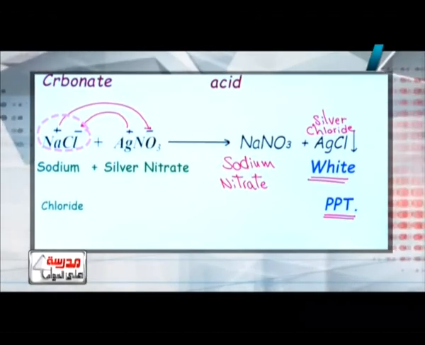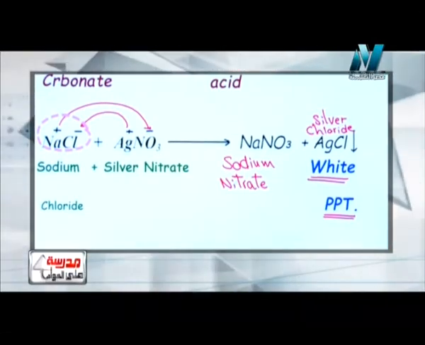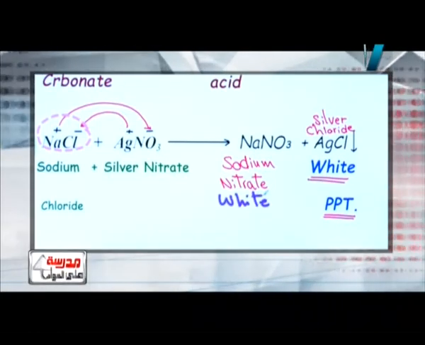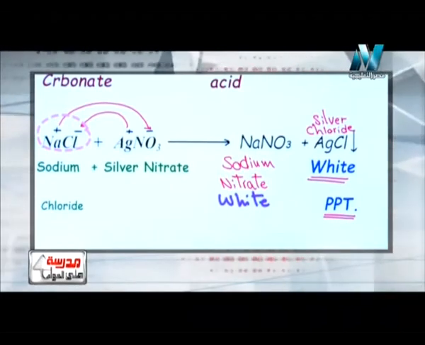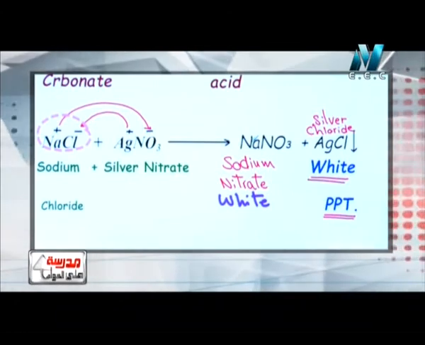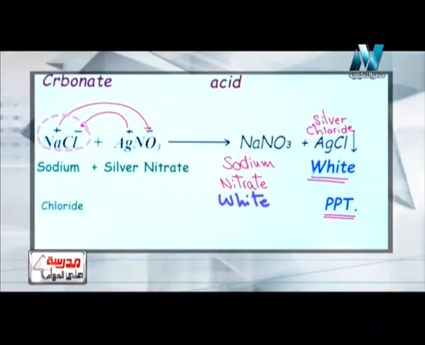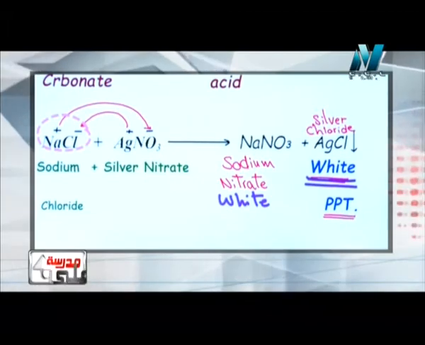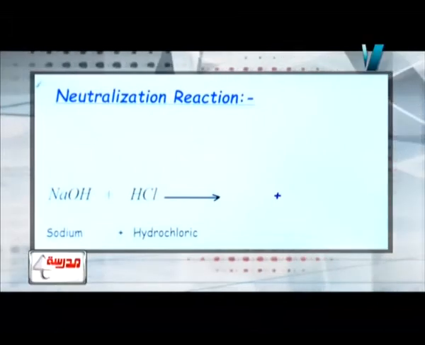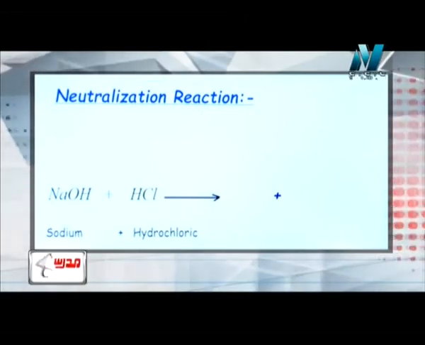So we have here two new compounds, sodium nitrate and silver chloride. Its color is what? We know its color is white. Sodium nitrate, its color is white. From the previous episode we studied the thermal decomposition of sodium nitrate into sodium nitrite and oxygen gas evolved. But here we have silver chloride, and silver chloride is a white precipitate.